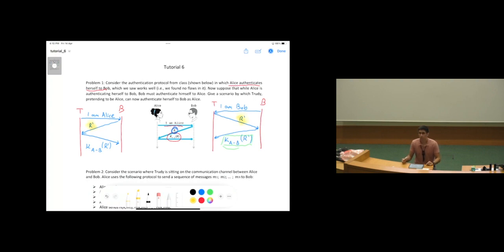A better approach could be to use public key cryptography here. So instead of, let's say this protocol here, sending or requesting KAB of R, we can change the protocol so that the authenticating party, Alice in this case, authenticates herself by encrypting the nonce, or the challenge, with the private key.